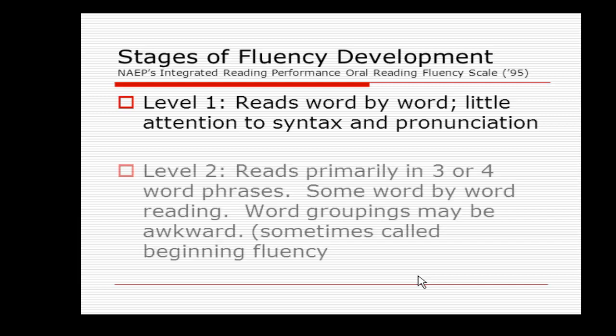Stage level 2 begins in grade 1 and certainly continues to grade 2 for many readers. The reader reads primarily in 3 or 4 word phrases, and there's still a lot of word by word reading. The word groupings may be awkward phrasing. Sometimes this is called the beginning fluency stage.